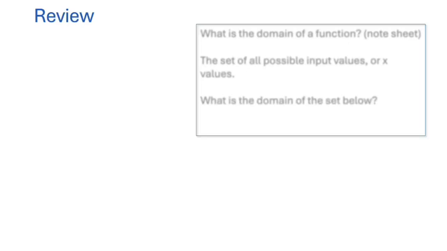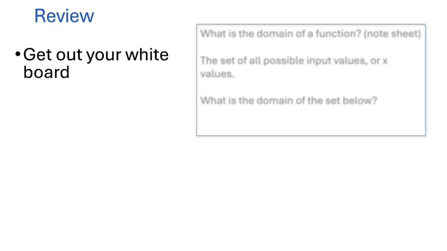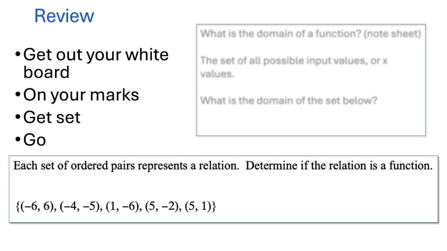All right, we're going to review. Get out your whiteboard. On your marks. Get set. Go. I want you to determine if this is a function. Raise your hand if it's a function, yes. Raise your hand if it's a function, no. That's an Ashton error. Are you sure? Which part makes it not a function? The 5 and the 5. Remember, every x must have a unique y. This is not a function, all right?